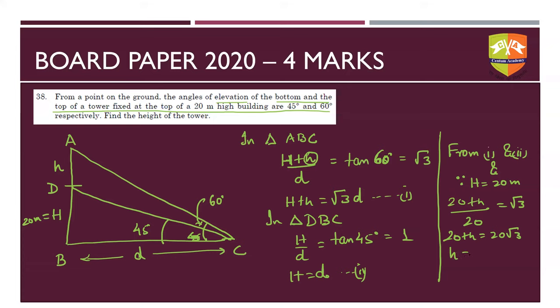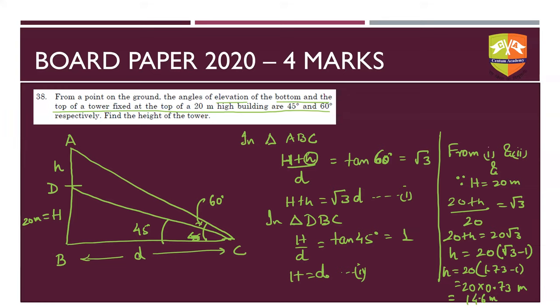So h is 20 common, root 3 minus 1 meters. So let's try to find out the value. 20 into 1.73 minus 1 meters, which is 20 into 0.73 meters, which is equal to 14.6 meters.